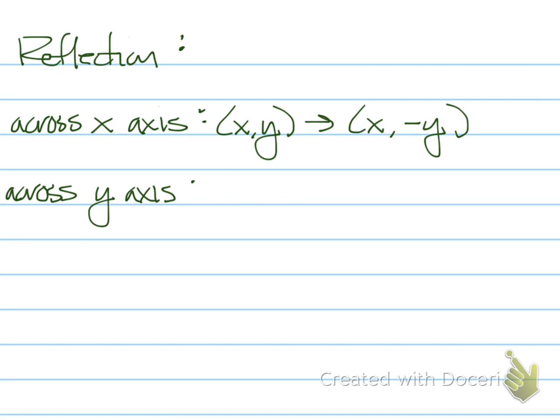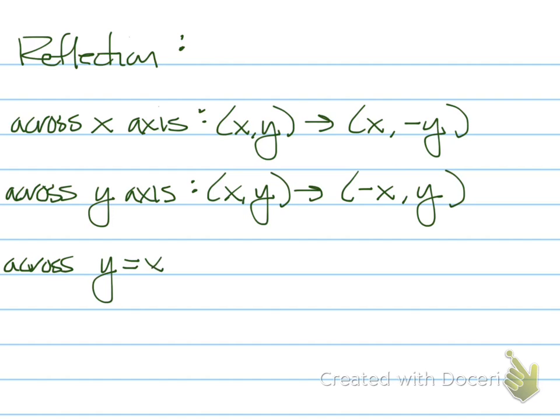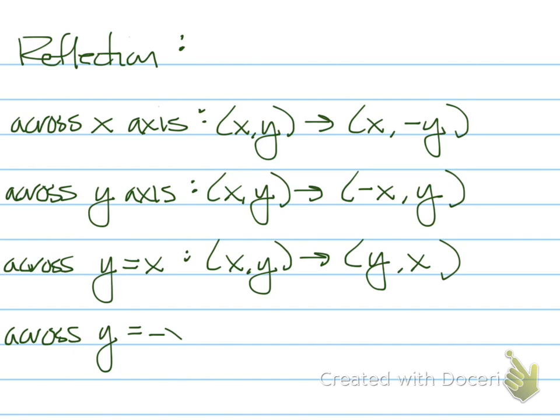If you just have the coordinates and you're trying to reflect the pre-image across the x-axis, all you need to do is change the sign of the y-coordinate of each point. If you want to reflect across the y-axis, you just change the sign of the x-coordinate. If you want to reflect across the line y equals x, then you're going to interchange the x and y coordinates. And if you want to reflect across the line y equals negative x, then you're going to interchange the x and y coordinates and also change the sign of both coordinates.